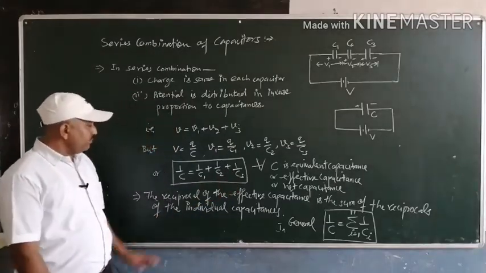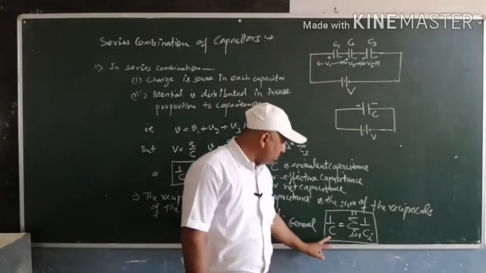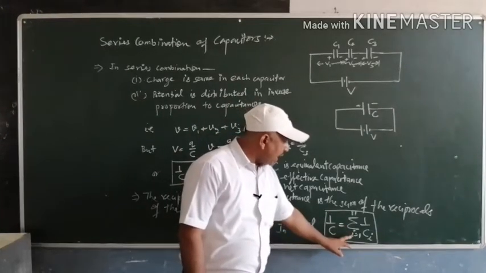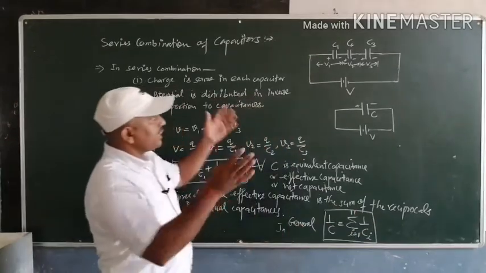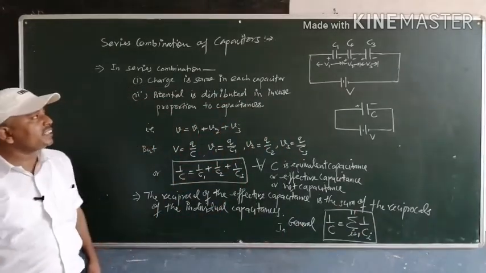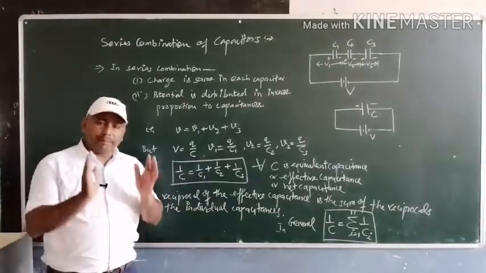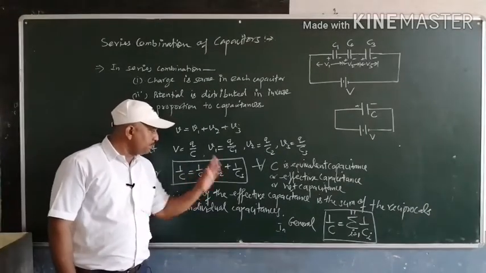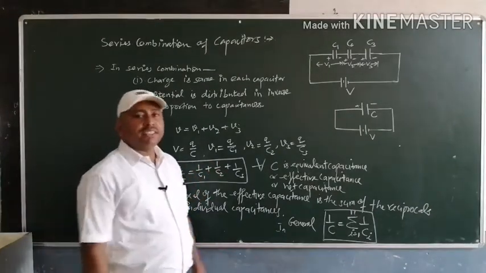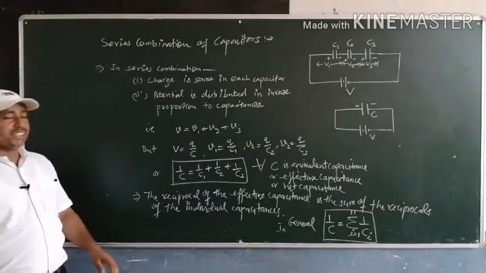In general, we can write 1 upon C equals sigma i equals 1 to n of 1 upon Ci. If n capacitances are connected in series, then the net capacitance of the combination is 1 upon C equals 1 upon C1 plus 1 upon C2 plus 1 upon C3. This is all about the series combination of capacitors.